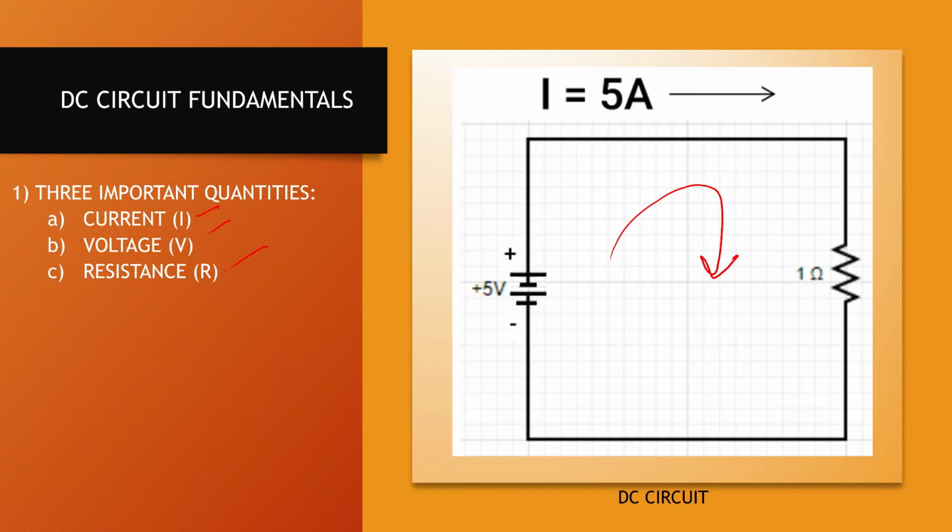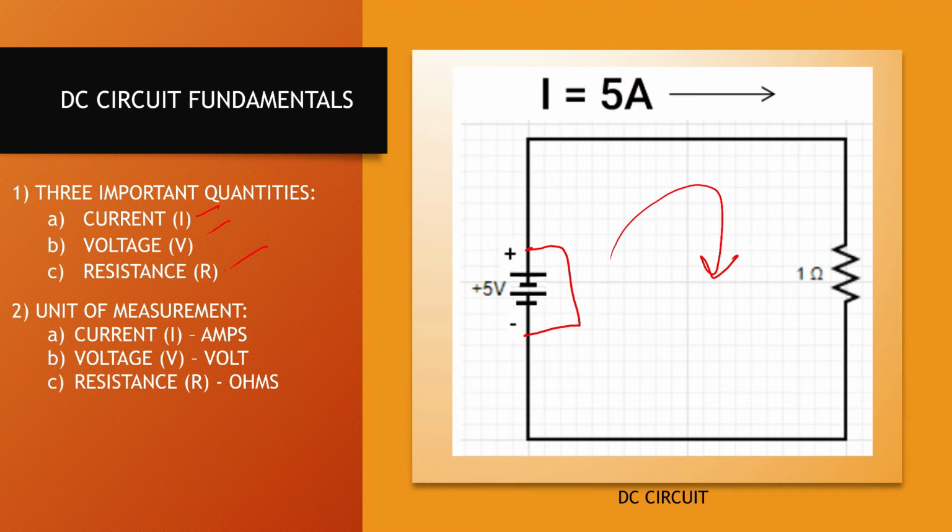Now voltage is the measure of the potential energy between two relative points. So the high potential and the low potential, this is voltage. When these free electrons or current move inside the circuit, they will face some opposition. This is called resistance. Current is measured in amperes, voltage is measured in volts, and resistance is measured in ohms.